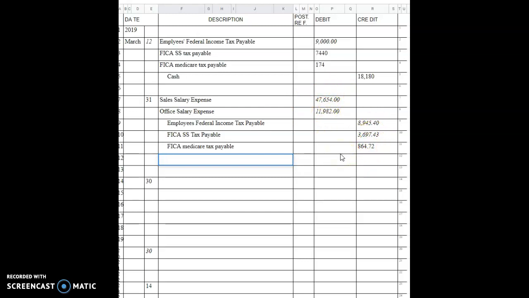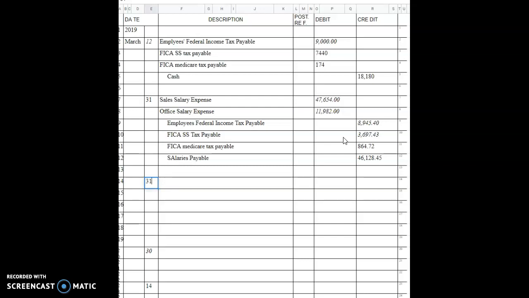So this is where we use that salaries payable. We would need to find the difference, or as a cross-check, if you look in your book, your salaries payable is going to be your net pay, which is $46,128.45. Then your debits should match your credits. All right, so we've completed that portion.